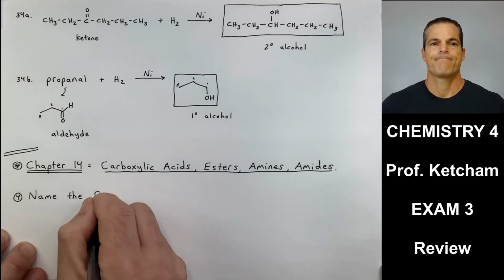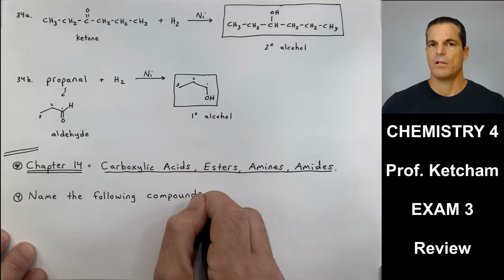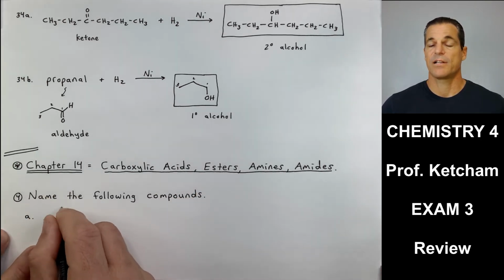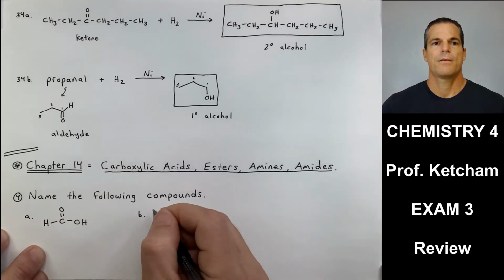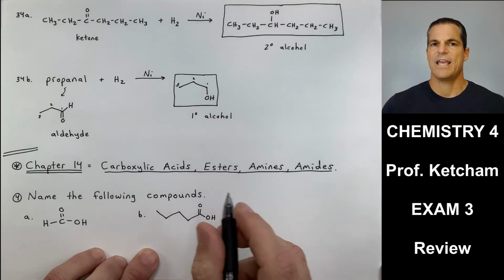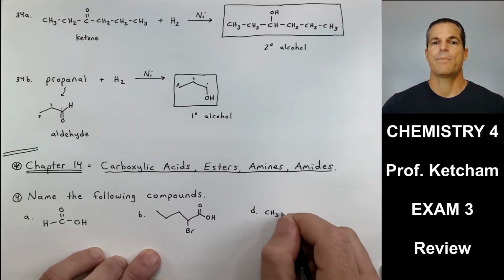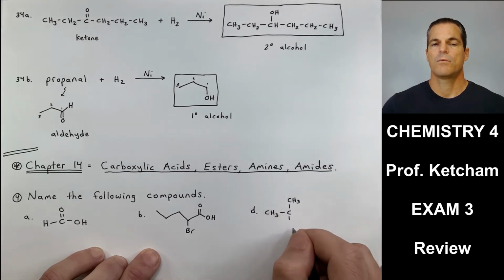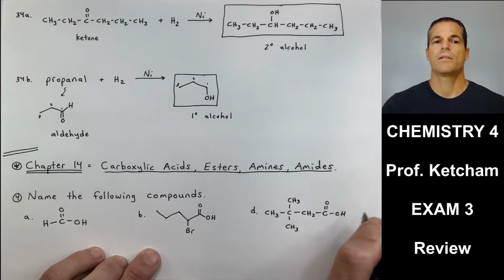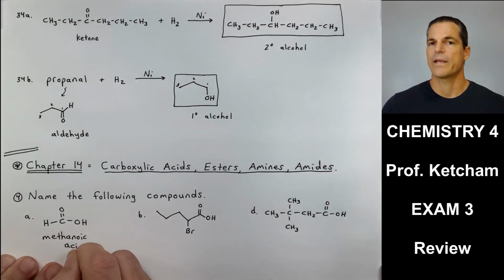All right. Number 4 from chapter 14 wants us to name the following compounds. If it wants us to name the compounds, they're going to give us the structure. So A, I only have 1 carbon. If you only have 1 carbon in A, that's some sort of methane derivative, right? So the IUPAC name for A would be methanoic acid. Now, you are required to remember that methanoic acid has a common name, and that's formic acid.